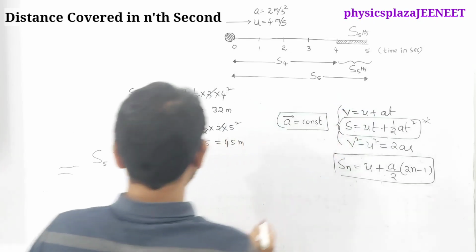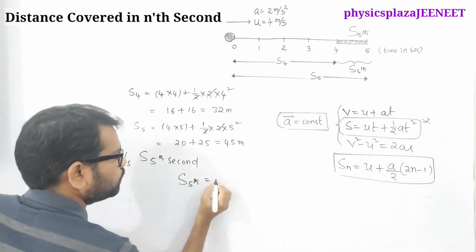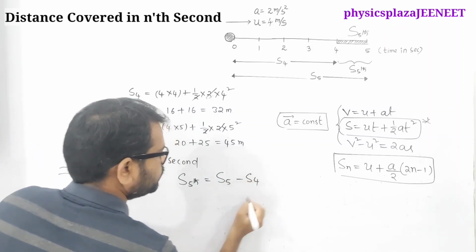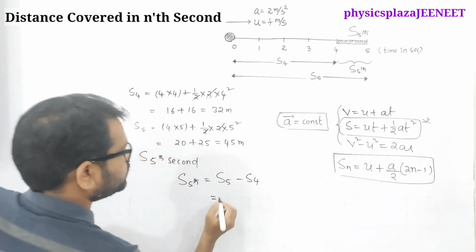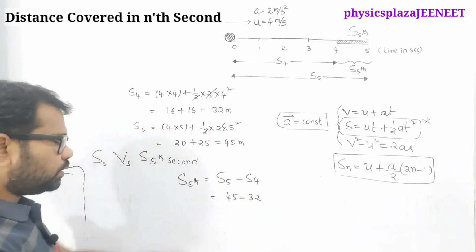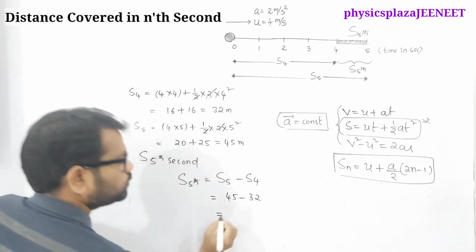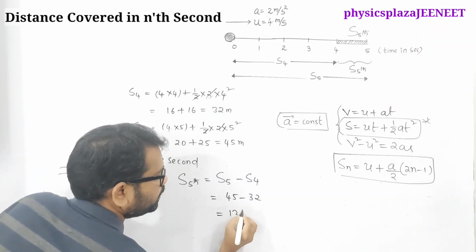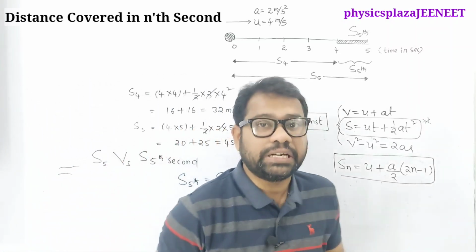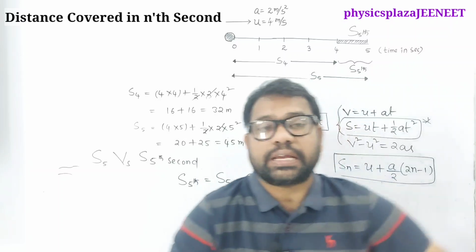So how to calculate in a simple manner? Distance covered in the 5th second is equal to distance covered in 5 seconds minus distance covered in 4 seconds. So 45 minus 32 is how much, children? This is going to be 13 meters. So 13 meters is the distance covered in the 5th second, whereas 45 meters is the distance covered in 5 seconds.